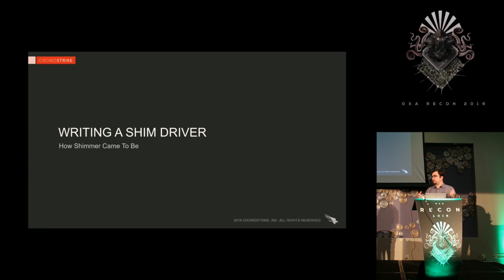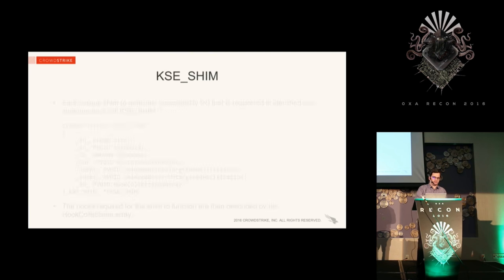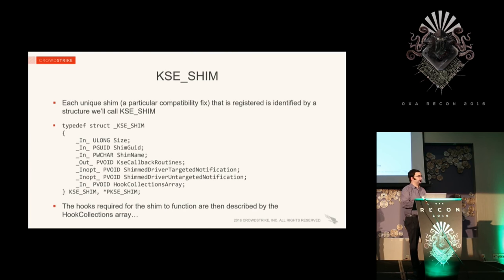So let's see how we can write our own driver that basically makes a shim engine do all this stuff for us. So the first thing we need to do is define a KSE_SHIM. Again, a shim is a compatibility fix. And a compatibility fix is a set of functions we have to hook, and callbacks we have to hook, and IRP handlers we have to hook. And by hooking all those things, the idea is we're fixing, we're working around some sort of bug in this driver. So this structure is not documented.